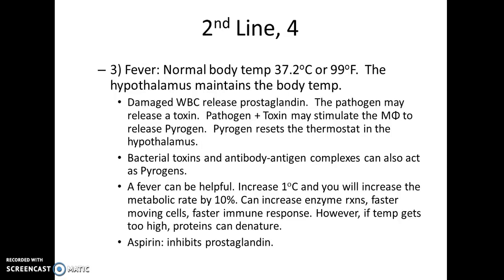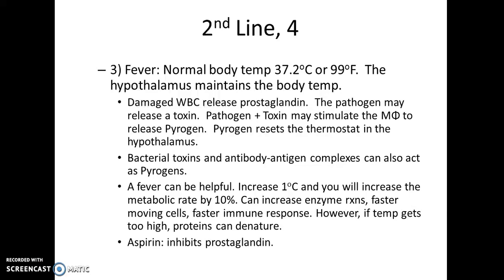So a fever can be helpful. Why? Because if you increase your body temperature by 1 degree Celsius, you will increase the metabolic rate, how well you produce energy and how fast things move, by 10%. You can increase enzyme reactions. You have your cells move faster. You will have a faster immune response with a slight fever.